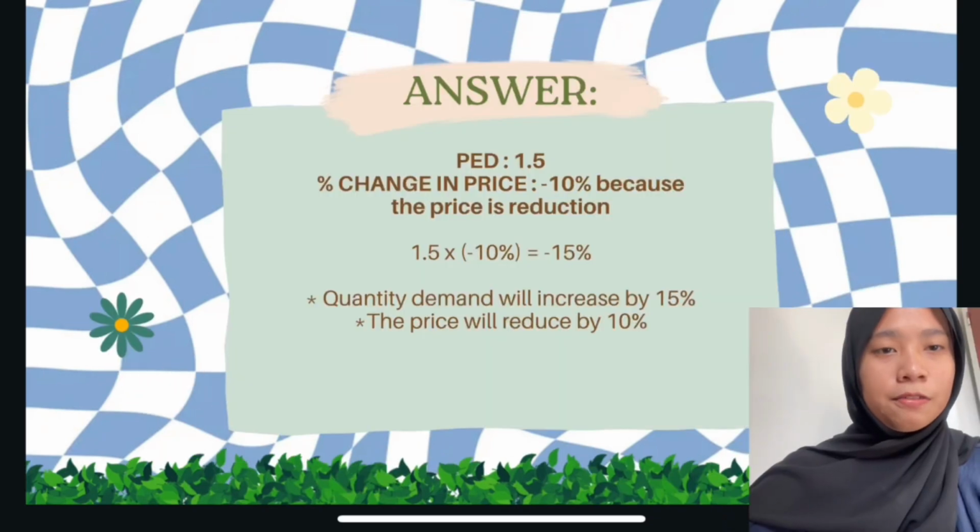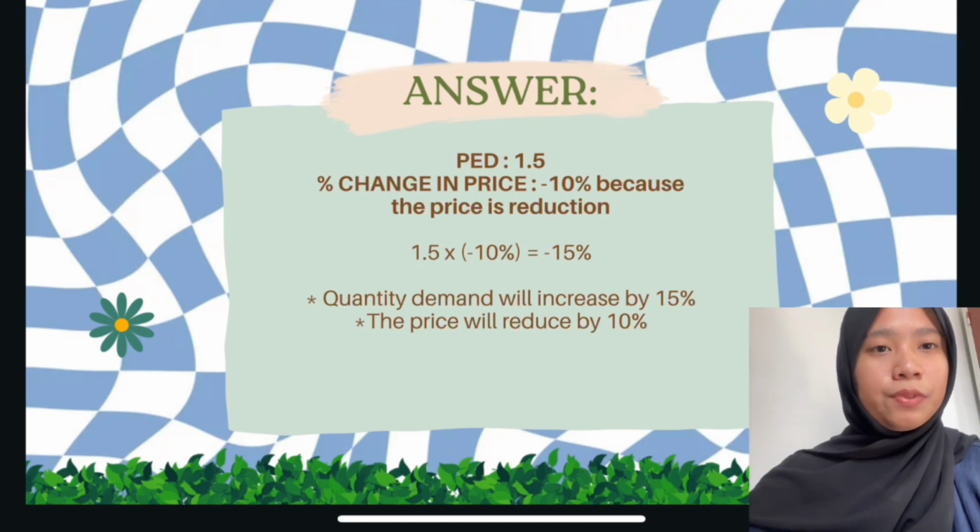For the calculation for question 1b, we will use the PED formula, given that PED is 1.5 and the percentage change in price is negative 10% because it is a price reduction. So when we substitute the values, we will get negative 15%. The quantity demanded will increase by 15% and the price is reduced by 10%.